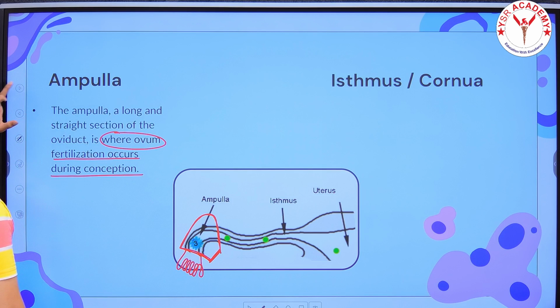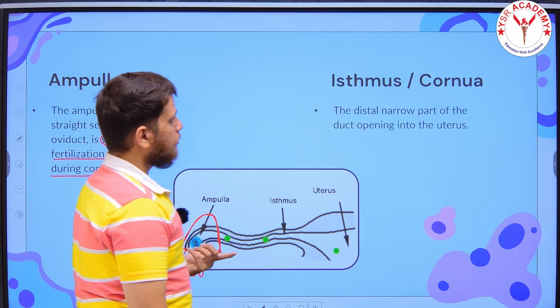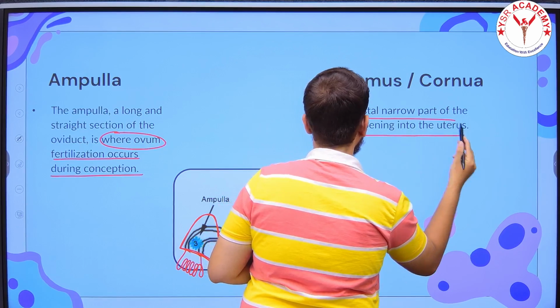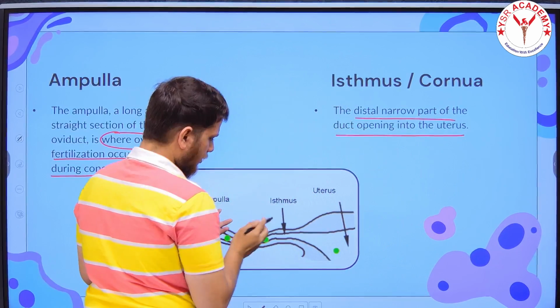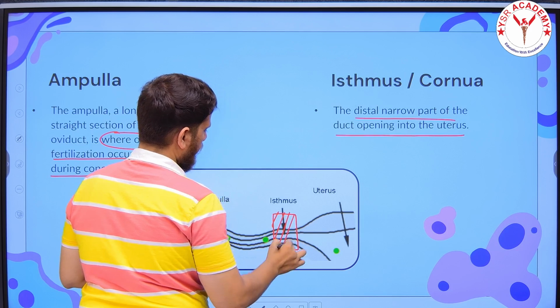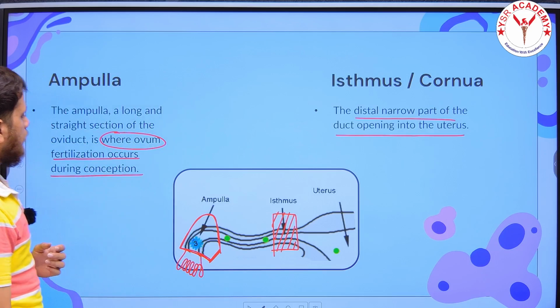Very, very important. When we talk about isthmus or cornua, it's the distal part and the duct opening into the uterus. So इसका कोई सब बड़ा significance नहीं है. ये ऐसा point है जहाँ पे uterus start होने वाला है. So this is the isthmus that we are talking about.